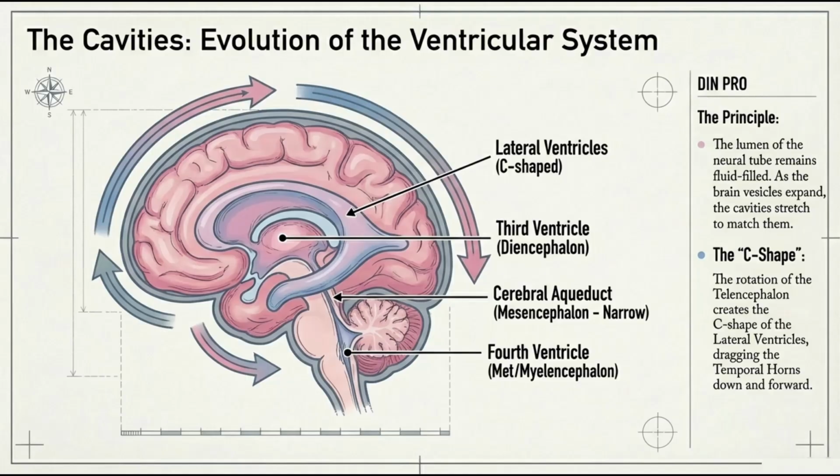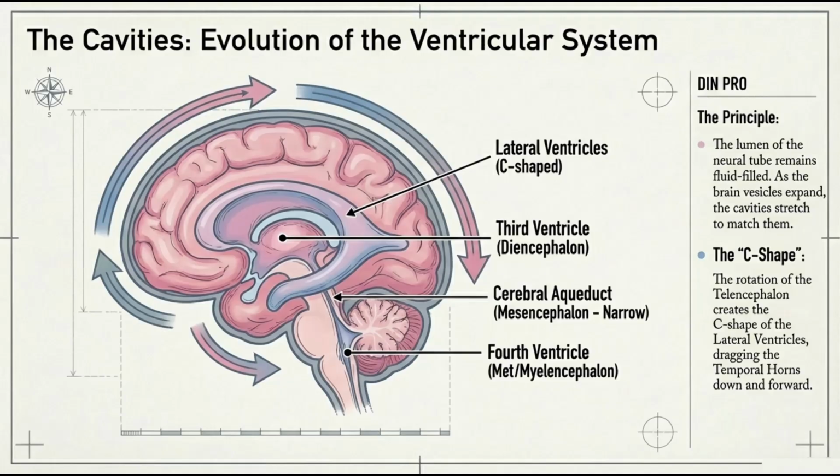Moving on, the metencephalon and myelencephalon, the hindbrain. Here, the cavity opens up again to form the 4th ventricle, that diamond shape we mentioned earlier, before it finally narrows down into the very thin central canal that runs down the center of the spinal cord. Excellent. Okay, let's shift gears a bit.